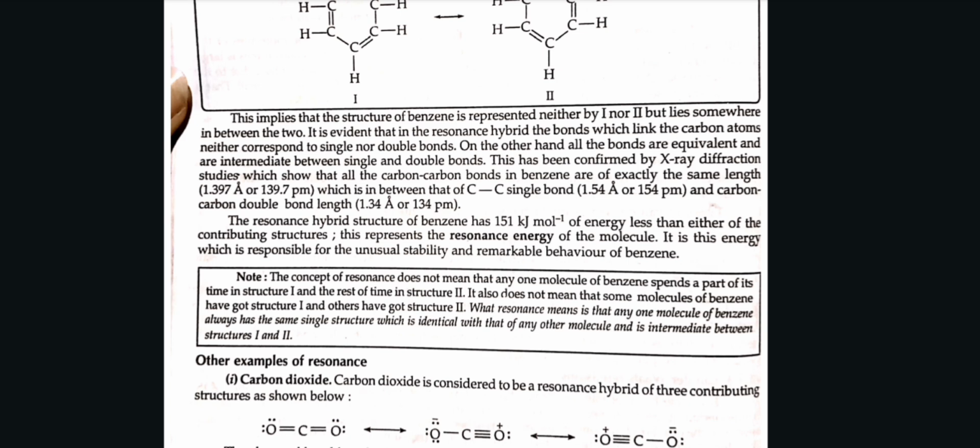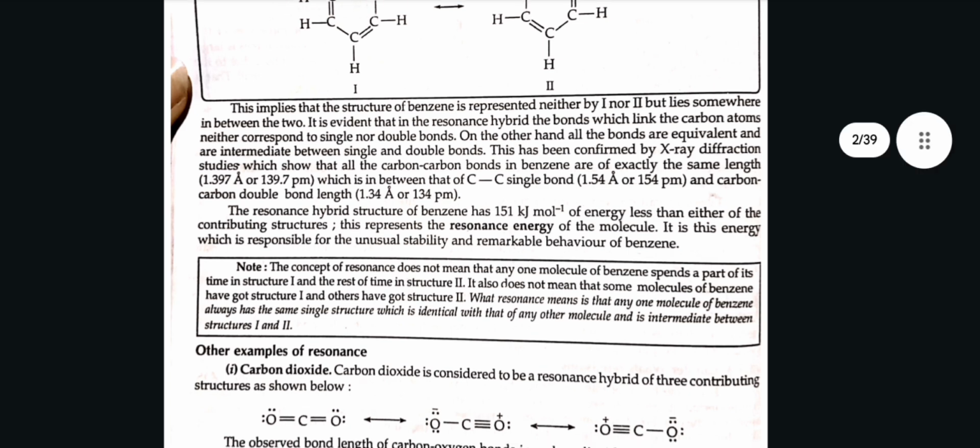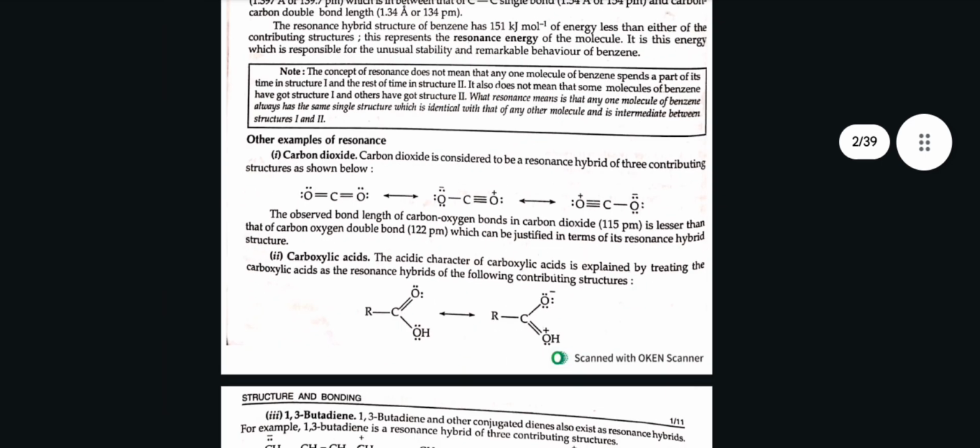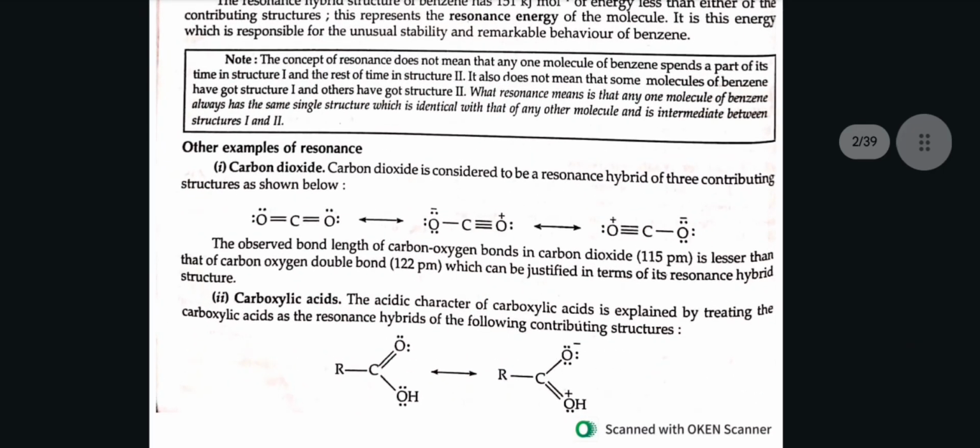Other examples of resonance. The first one is carbon dioxide. Carbon dioxide is considered to be a resonance hybrid of three contributing structures as shown below. As you see, the observed bond length of the carbon-oxygen bond in carbon dioxide, which is 115 picometers, is less than that of the carbon-oxygen double bond, 122 picometers, which can be justified in terms of its resonance hybrid structure.